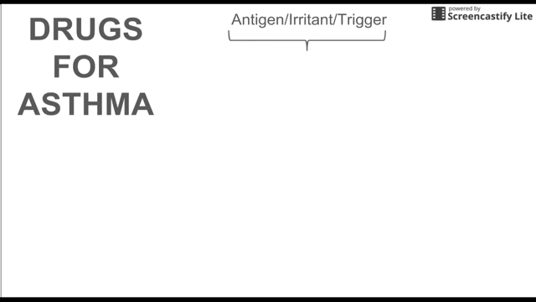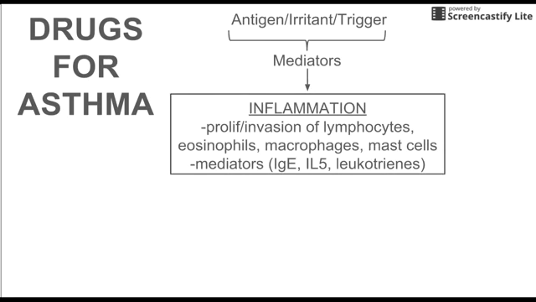But either way, these triggers are going to release some mediators that cause inflammation. The inflammation involved with asthma involves the proliferation and invasion of several white blood cells, including lymphocytes, eosinophils, macrophages, and mast cells. There's also a release of several mediators, including IgE, IL-5, and leukotrienes. Each of these is important in how the drugs used to treat asthma work. It's important to their mechanism of action, and we're going to be talking about that.